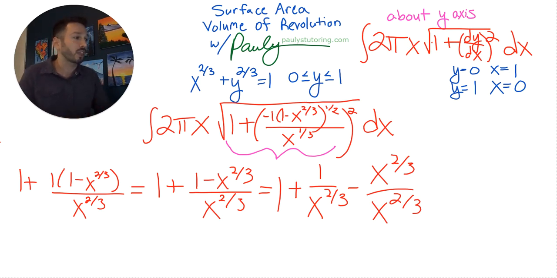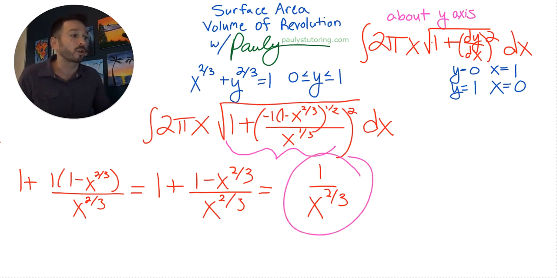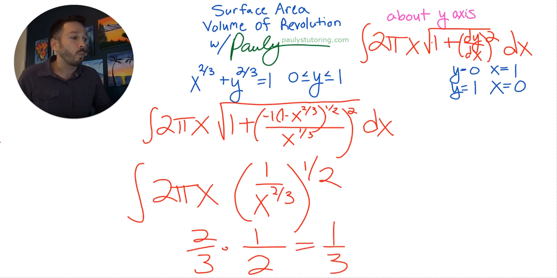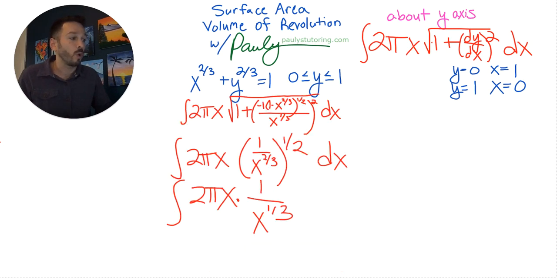Okay, and now we have 3 different terms. X to the 2/3 over itself, that's 1. And those ones cancel. We're super happy about that. The entire root has now simplified to the square root of 1 over x to the 2/3. Again, that's to the 1/2, so that'll just be 1 over x to the 1/3.